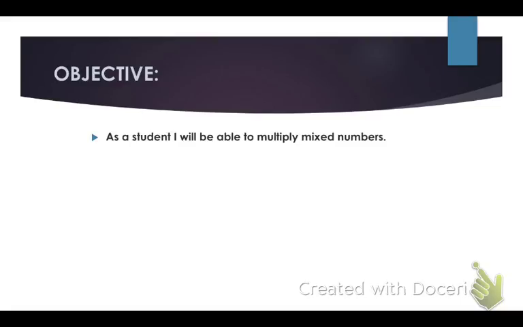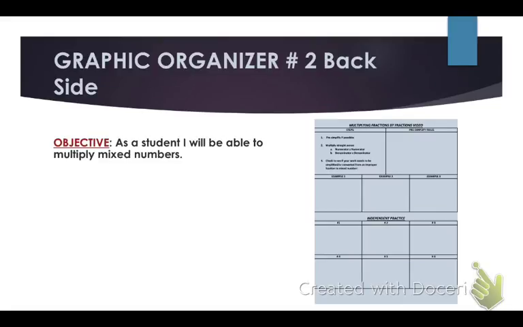Alright, your objective for this video is, as a student, you should be able to multiply mixed numbers. It's very similar to the multiplying that we did yesterday or in your last video. However, there's a couple extra steps, so make sure you're paying attention and you get it done.